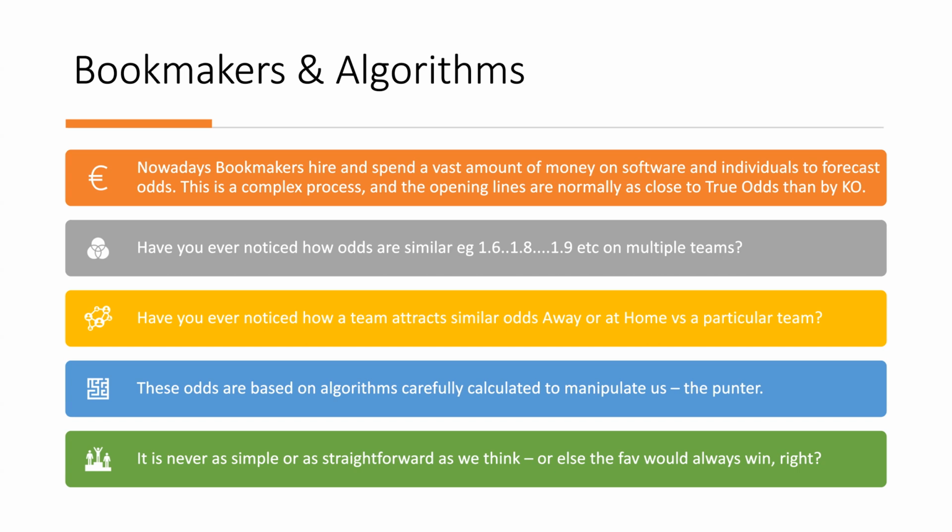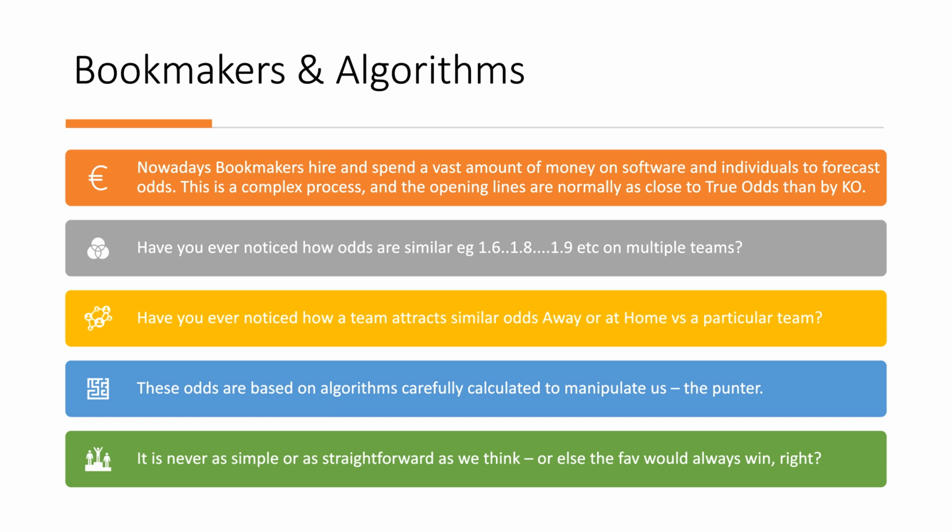Have you ever noticed how a team attracts similar odds, away or at home, versus a particular team? I'll give you Arsenal. Maybe not last season, things change, obviously, but in the seasons before that, playing against a top four side, Arsenal would be at 3 odds. Prior to that, they would have been anything over evens. You probably wouldn't have seen Arsenal win, and so on.